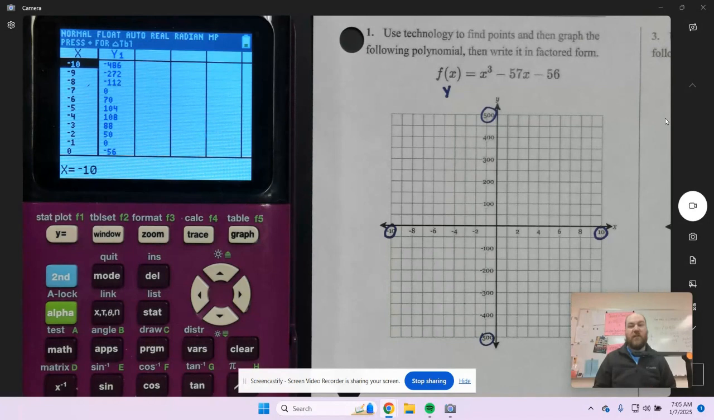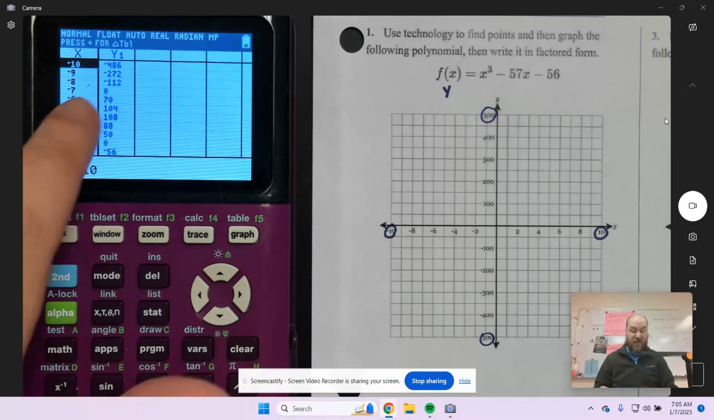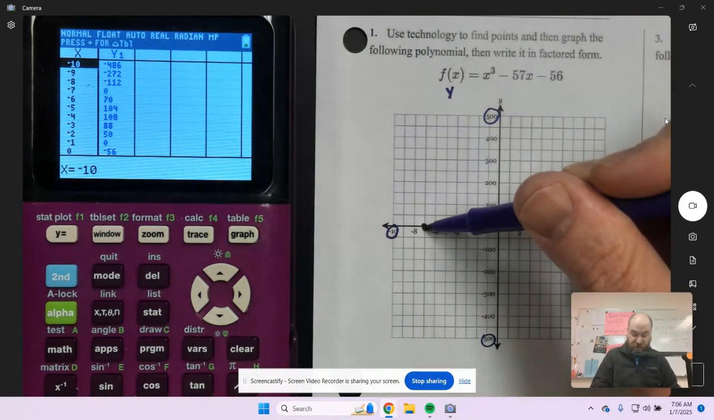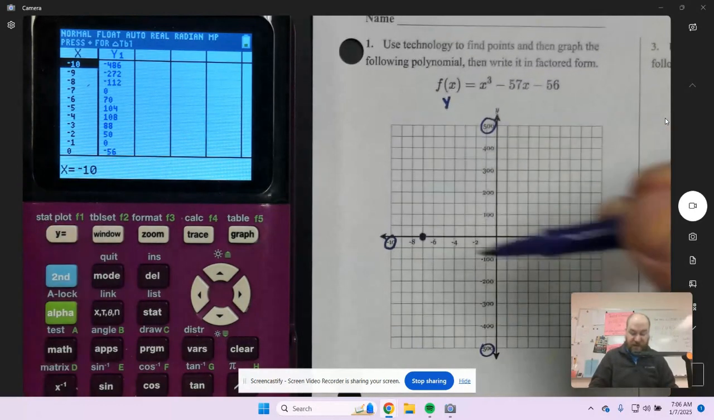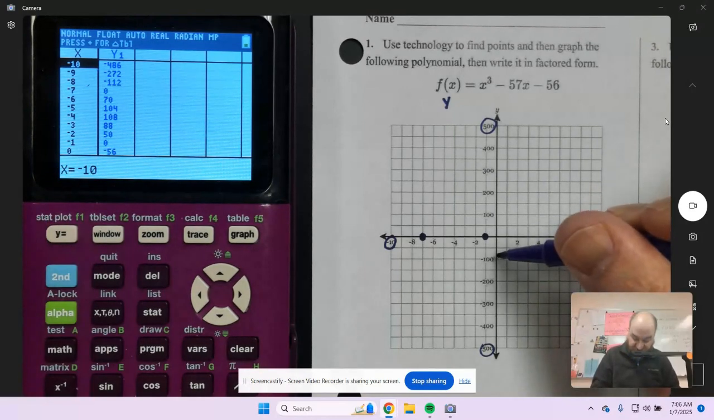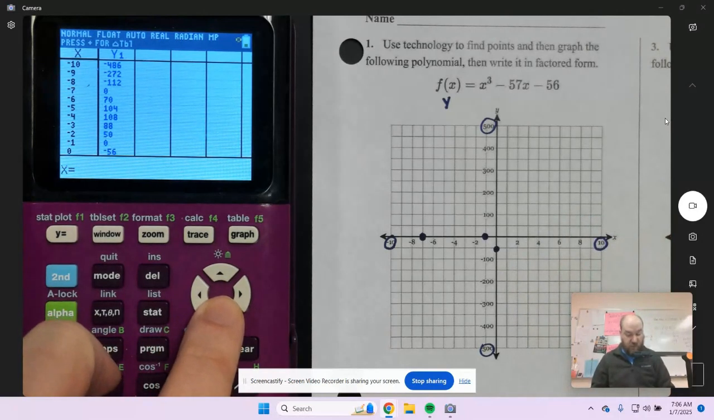Now, the most important values are going to be when x is 0 and when y is 0, because those are intercepts. Luckily, we see some zeros here. That's going to help us out. We're going to make as many of these points as we can. I'm going to start with all the zeros because they're the most important. So negative 7, 0 is right here. I see negative 1 is also 0. I see 0 is negative 56. That's right there. Let's go through and see if we find any more zeros.